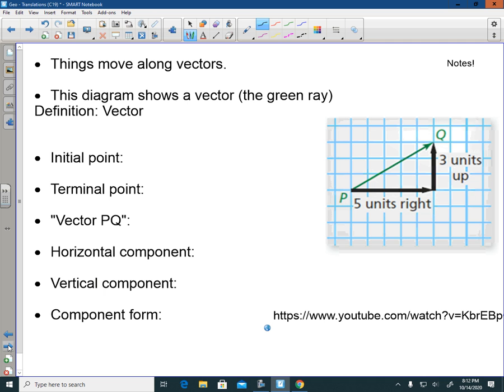When things translate, they translate in what's called vectors. When we move in a vector, that describes the motion of our translation. So this diagram here shows a vector. Now it looks like a ray, and so we have to be really careful that we know it is a vector. A vector is a way of showing a translation.